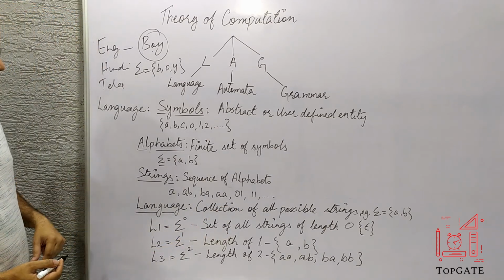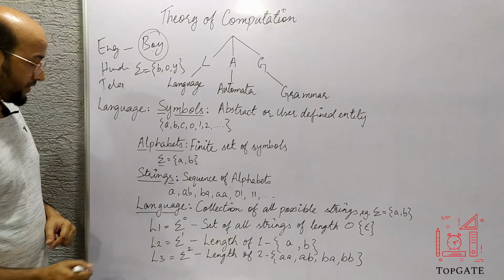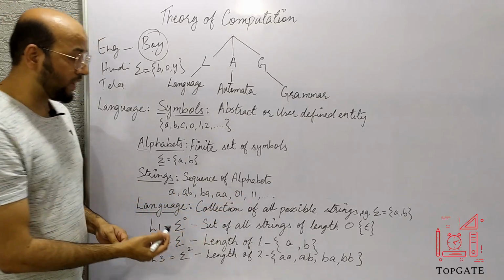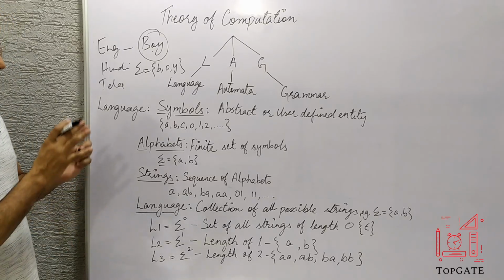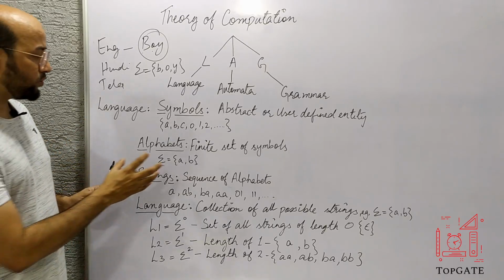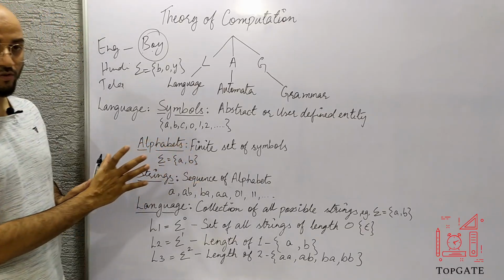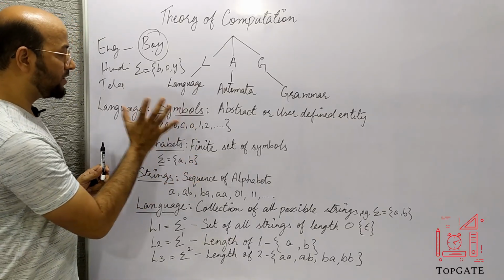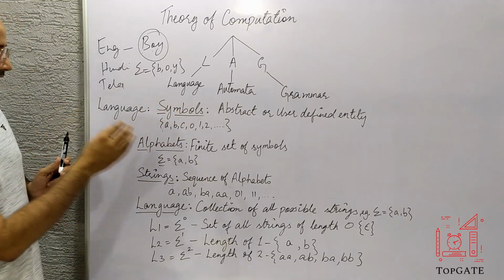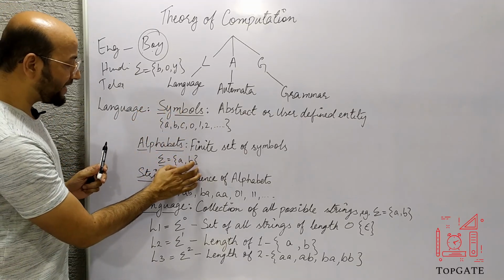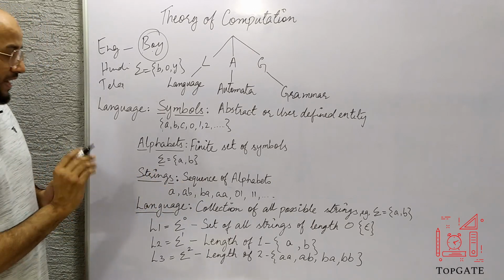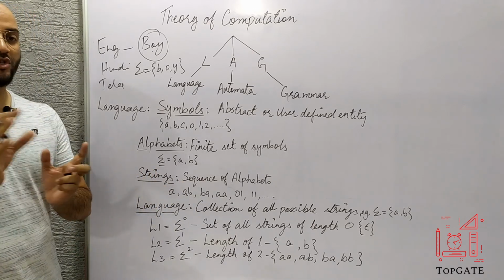Now the third building block of the language is strings. What is a string? It is a sequence of alphabets. Why are we taking a sequence of alphabets? To make a particular word, a particular string, we have to select some alphabets, and these alphabets came from the symbols. First thing is a symbol. From the symbols we take something out, that becomes your alphabet, and with that alphabet I try to make a string. So a string can be called a sequence of alphabets.